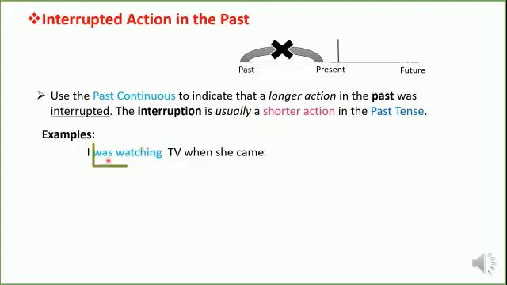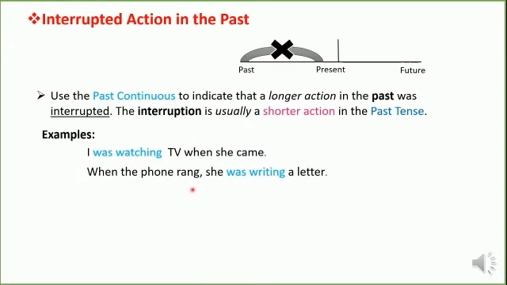So look here. Was watching TV. Was watching is the longer action. It is the past progressive or continuous. I was watching TV. So the verb watch, it happened in the past and continued for a certain period of time. Okay, something interrupted it. This interruption is usually the shorter action and it expresses the simple past tense. She came.